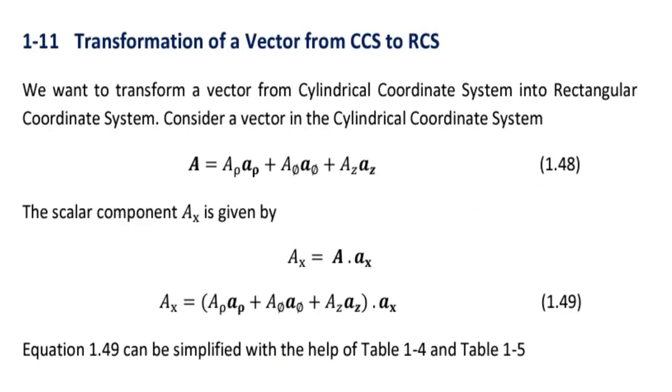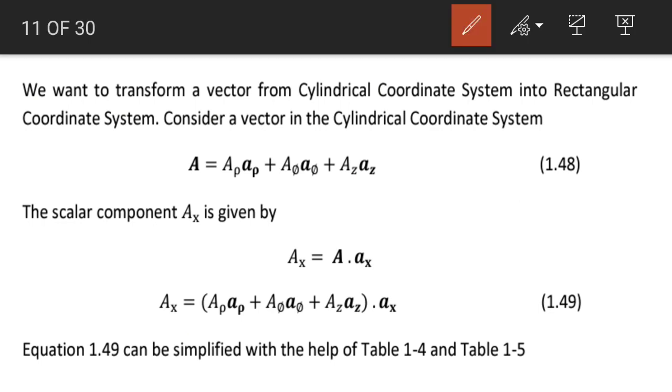Let us talk about the transformation of a vector from cylindrical coordinate system into rectangular coordinate system. So let us consider a vector in cylindrical coordinate system. This is a three-dimensional vector in the cylindrical coordinate system. A three-dimensional vector in the cylindrical coordinate system will be equal to A_rho a_rho plus A_phi a_phi plus A_z a_z.